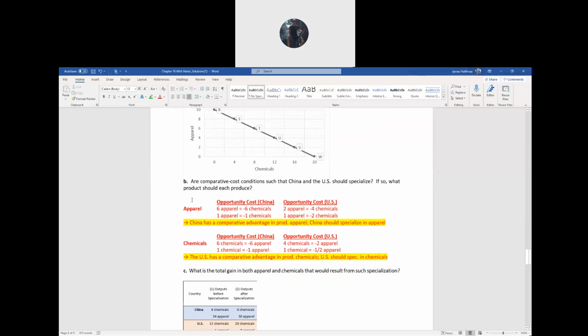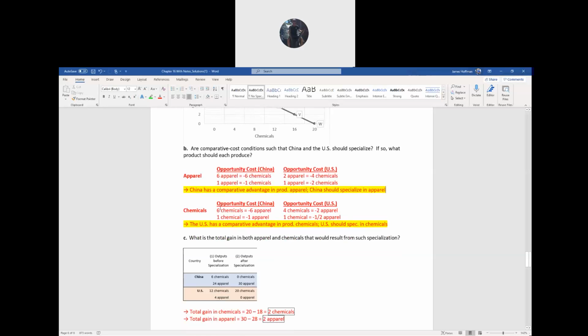Now, who gives up less? Obviously, if China only gives up 1, where the US gives up 2 chemicals, then China gives up less. They have a comparative advantage in producing apparel, and they're going to produce only apparel and specialize in apparel. Okay, we know what's going to happen, but let's finish the process for chemicals.